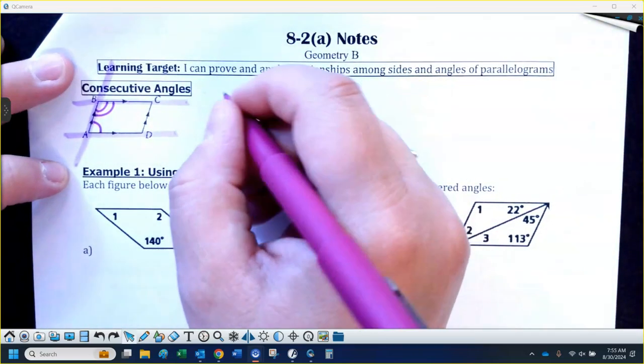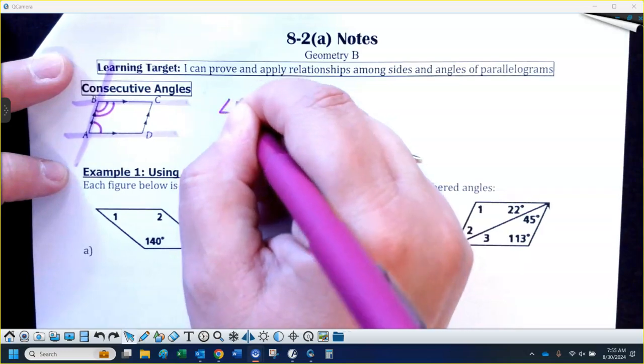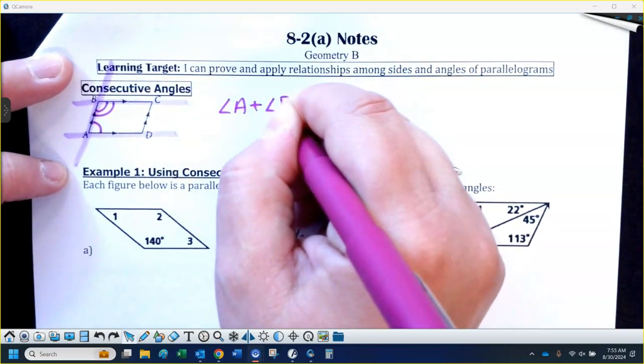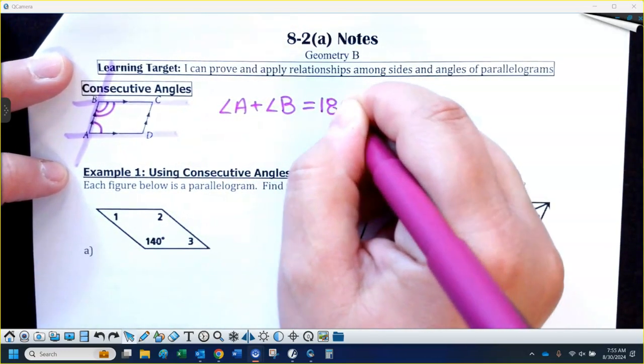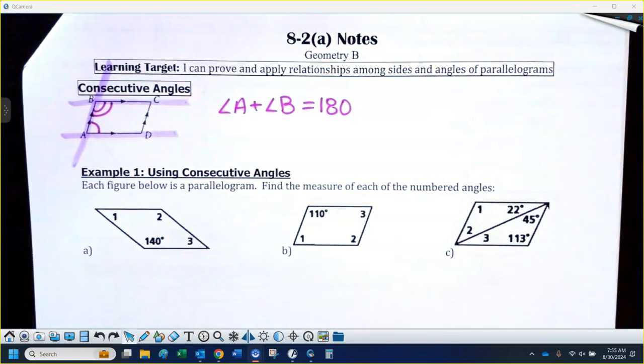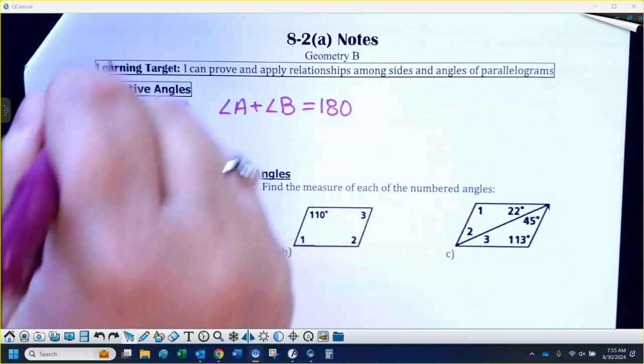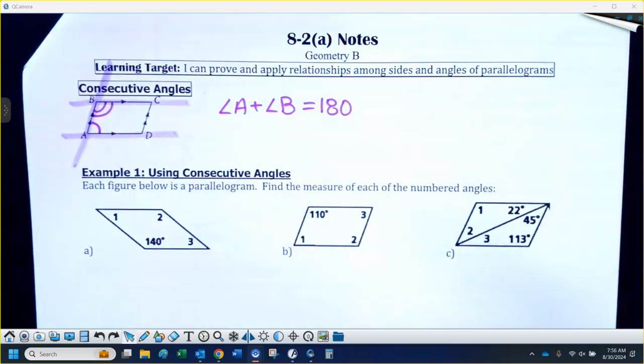So I'm going to write over here, angle A plus angle B has to add up to 180. They're supplementary. So consecutive angles means angles that are right next to each other as you go in order. So like angle A and angle B, I touch them right in order. They're right next to each other. Those are consecutive angles.